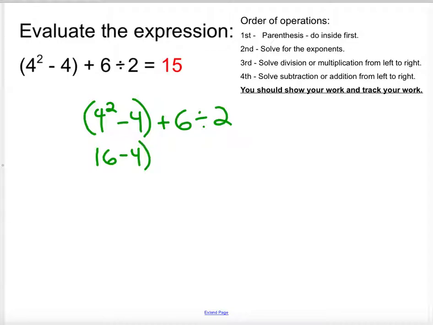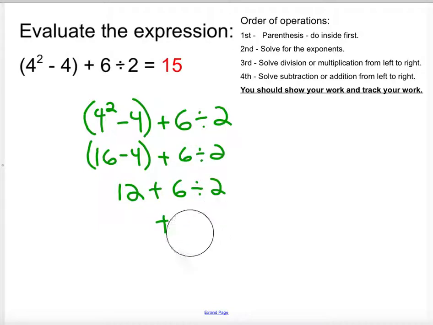So now we have 16 minus 4 plus 6 divided by 2. We're still in parentheses, and 16 minus 4 will give us 12. So now we have 12 plus 6 divided by 2. There are no exponents outside, so we can go on to multiplying or division. We do have division. 6 divided by 2 is 4. Wait, 6 divided by 2, I made a simple mistake, is 3.